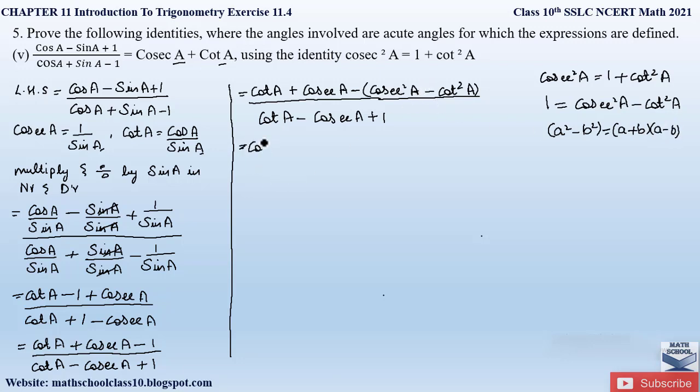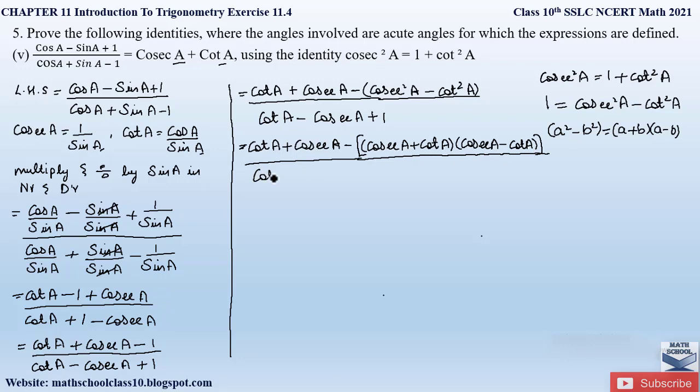So let us write down cot A plus cosecant A minus, inside the bracket we are going to write, because the minus sign is there, here A value is cosecant A and B value is cot A. So applying this identity A square minus B square, we have A plus B, so that will be cosecant A plus cot A into cosecant A minus cot A. Again the denominator will be the same here, that is cot A minus cosecant A plus 1.